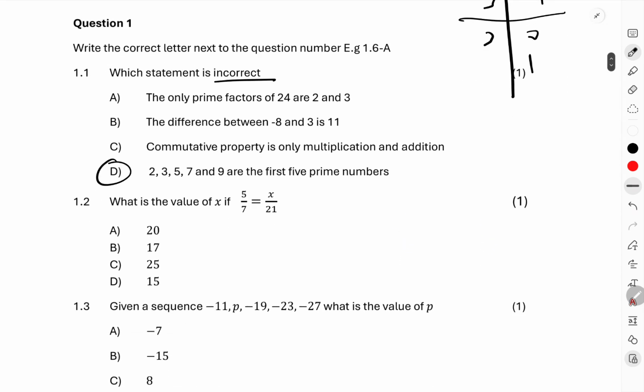Right, let's go to 1.2. What is the value of x? Here we are looking at equivalent fractions. I have 5 over 7, which is equal to x over 21. What should the value of x be so that the left hand side and the right hand side are equivalent?